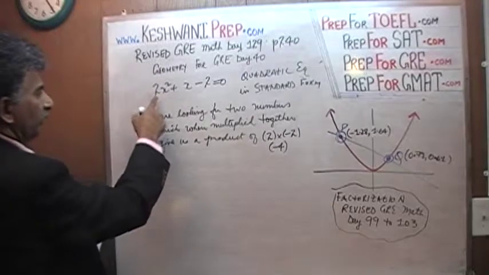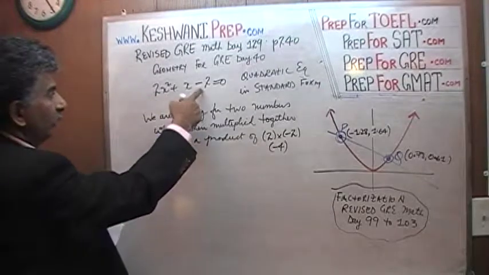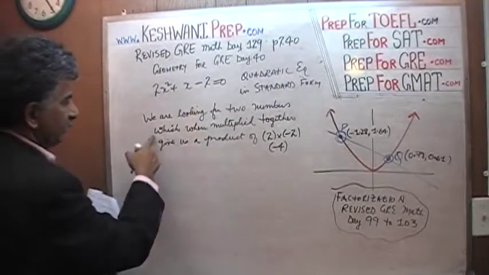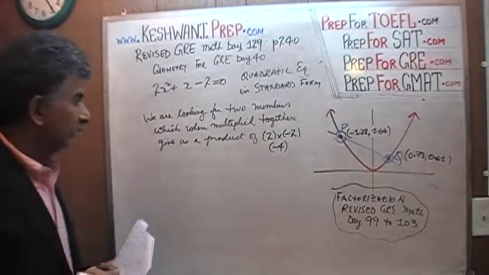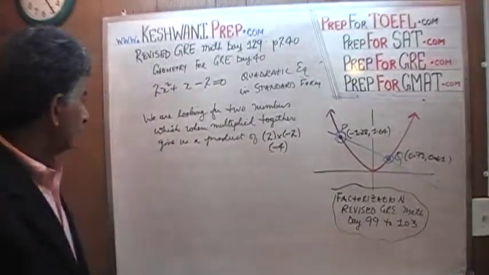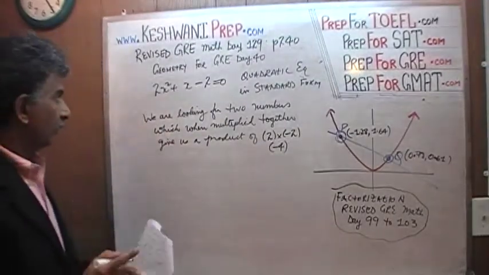Because those are the two numbers. You look at the coefficient of the x squared, you look at the constant here, and you multiply them together, and whatever it comes out to be, that's what these two numbers have to multiply out to be. We're looking for two numbers which, when multiplied together, give us a product of negative 4.